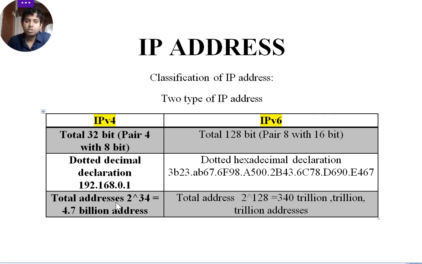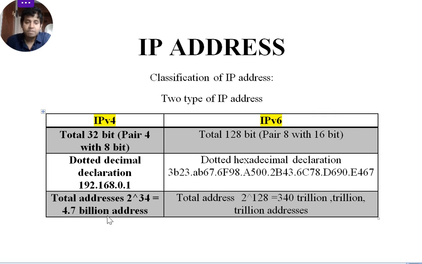So a question can come to our mind: how many addresses can IP version 4 provide, and how many addresses can IP version 6 provide? Here is a simple calculation. We know that IP version 4 has 32 bits. So with a simple calculation, 2 to the power of 32, the result is 4.7 billion addresses.